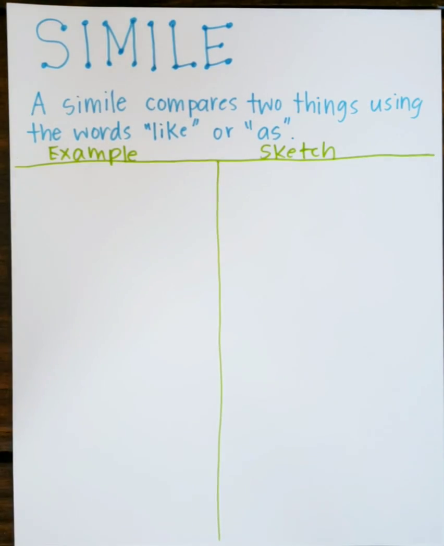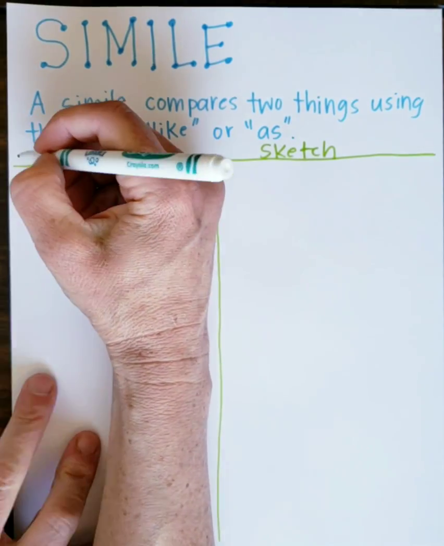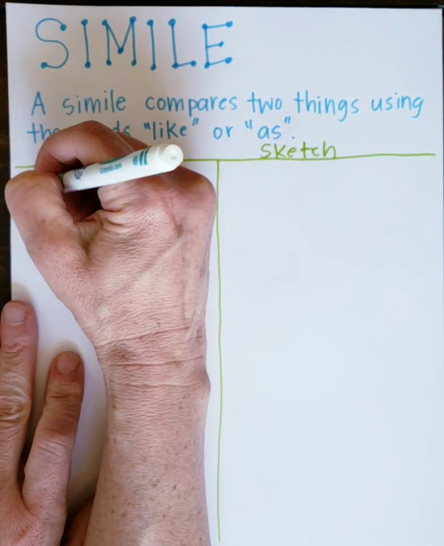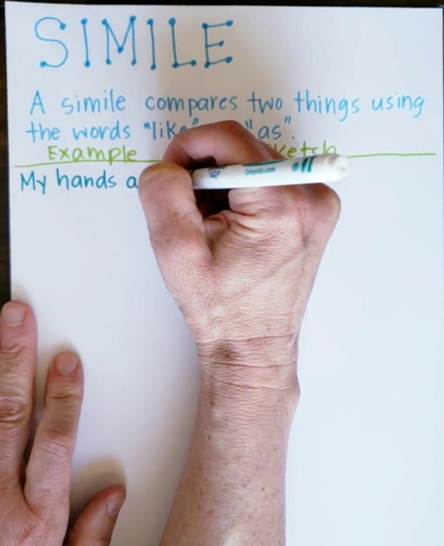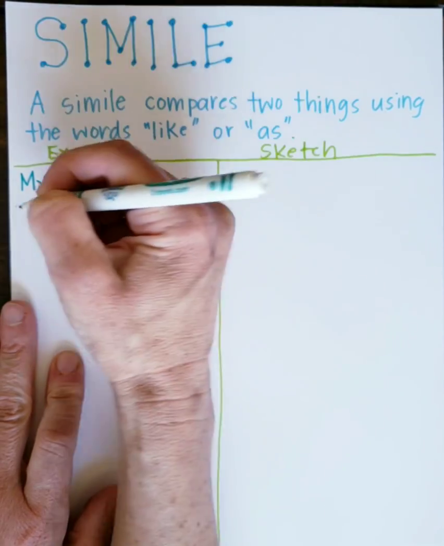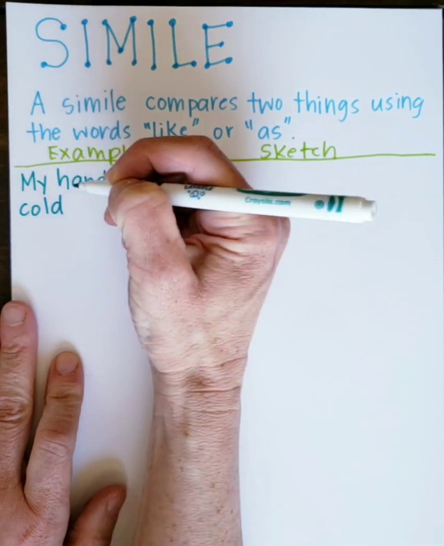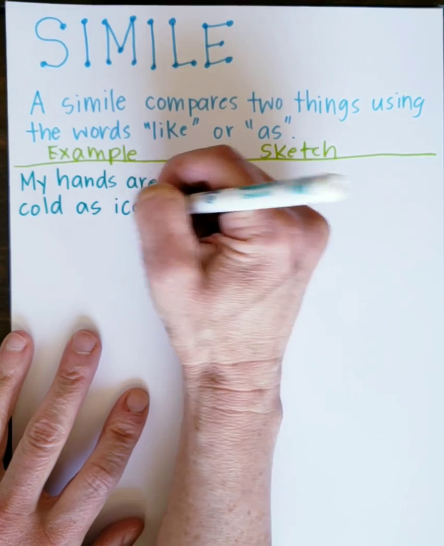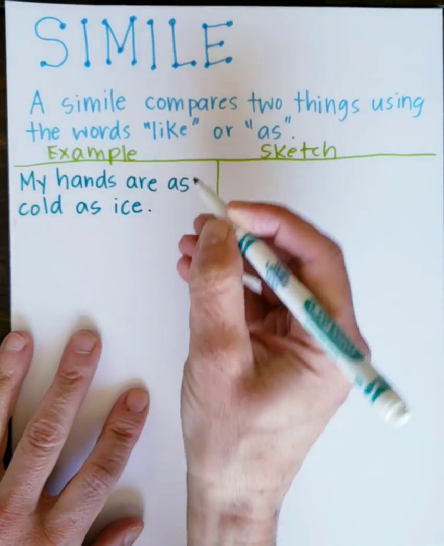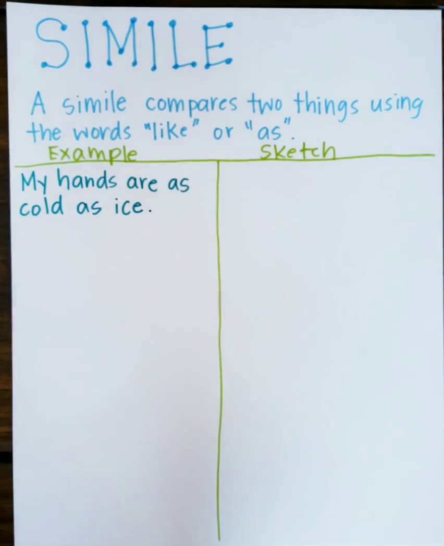Okay, so my first example is comparing my hands, which are really cold, to something else that is really cold. So in my example, I'm going to say my hands are as cold as, and then I'm going to think about what else is really cold. And I know, of course, that ice is really cold. So I'm going to say my hands are as cold as ice.